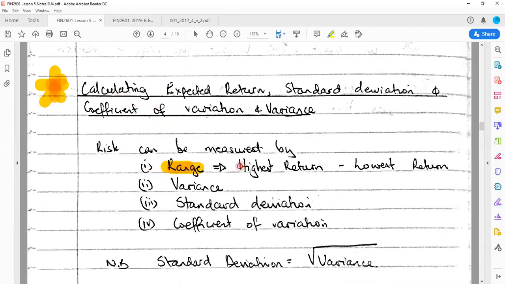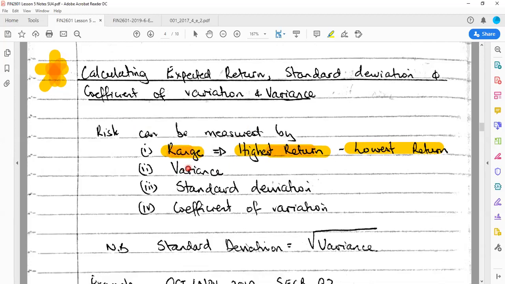The range is simply given by the highest return minus the lowest return. So if you're given some possible returns from an investment and you're asked to determine the range of the investment, you just take the highest value minus the lowest value. That's how we can measure the risk associated with the investment. We can also measure the risk using the variance, and I'm going to show you how to calculate it through an example. We can also measure the risk of an investment using the standard deviation. I'm also going to show you how to do this through an example.